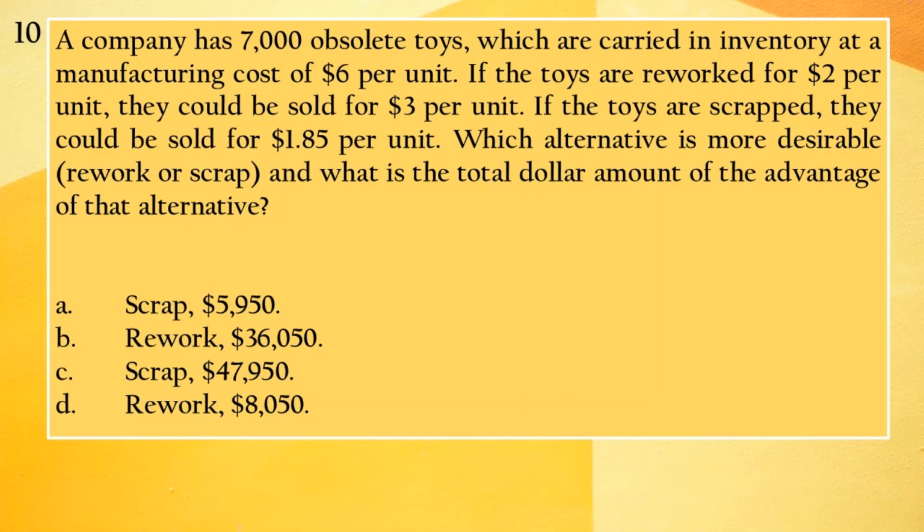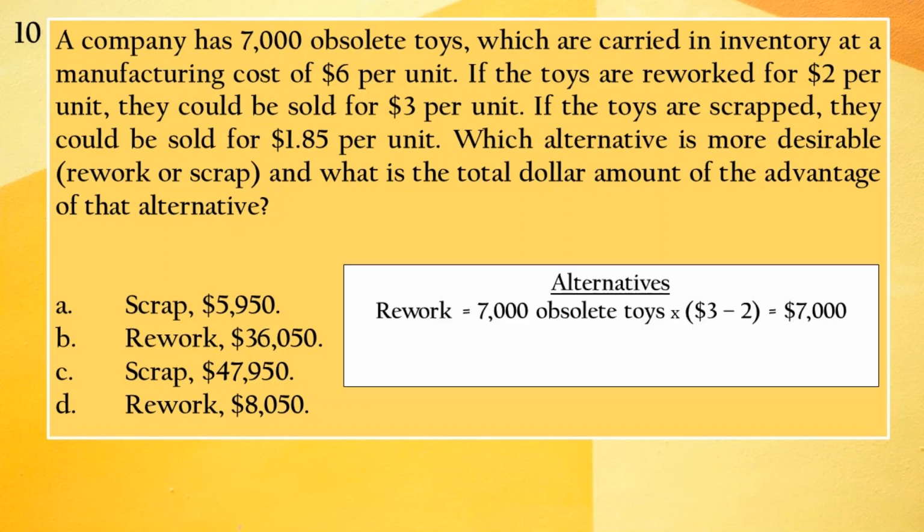So we do need to know all the other information. To calculate the advantage of an alternative, what you need to do is figure out what is the difference between the two alternatives. So we know that if we were to rework the item, right, we would sell it for $3. So $3 times 7,000 units is 21,000. And then we would have to incur $2 per unit. So $2 per 7,000 toys is 14,000. So 21,000 minus 14,000, we would get $7,000 for rework, right?